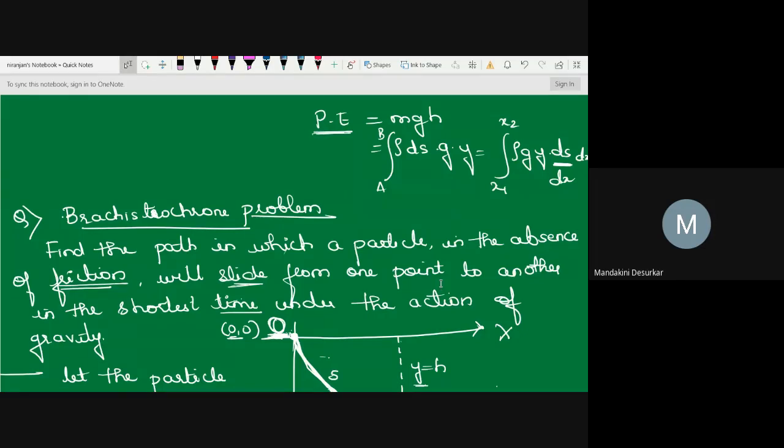Any doubt? Any doubt? Hello? If there is no doubt, can we move to the next example? Yes, ma'am. No doubts, no? This is one of the very standard examples. What is the time now?